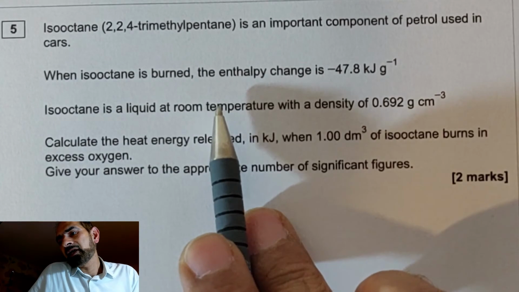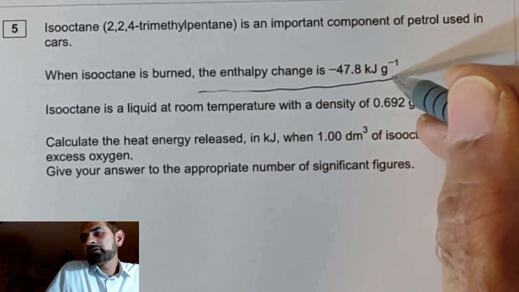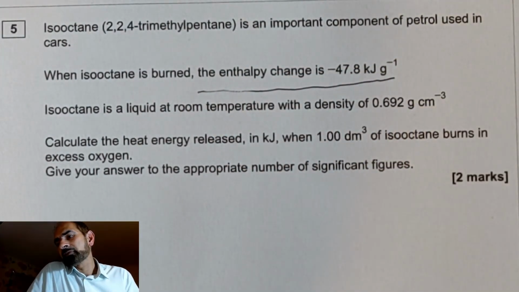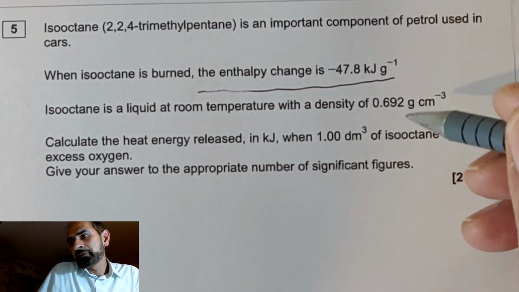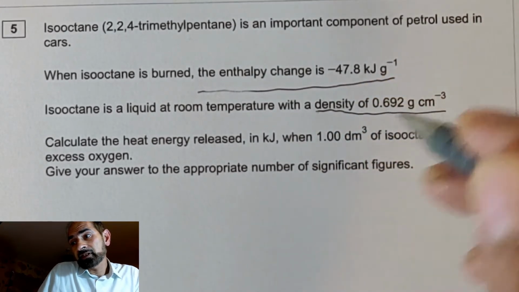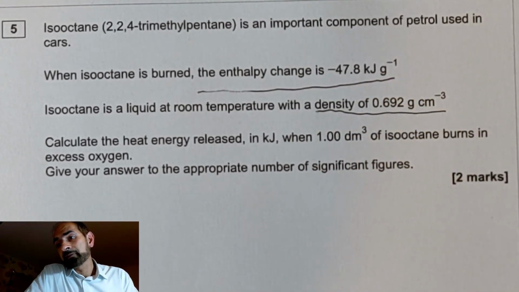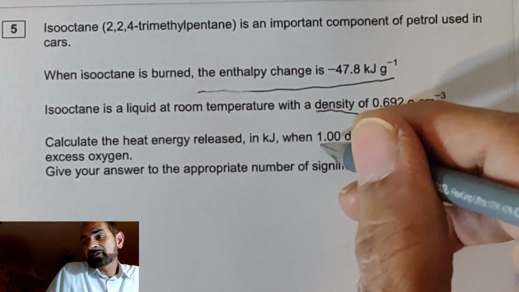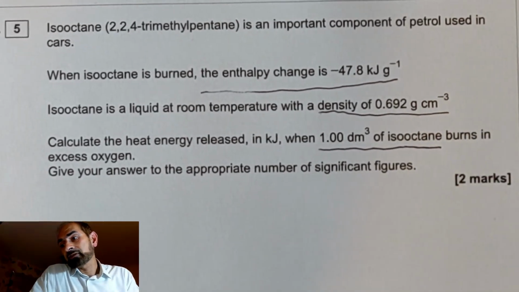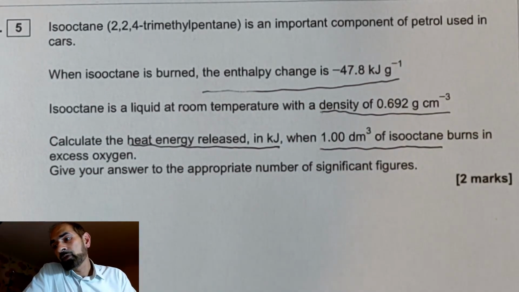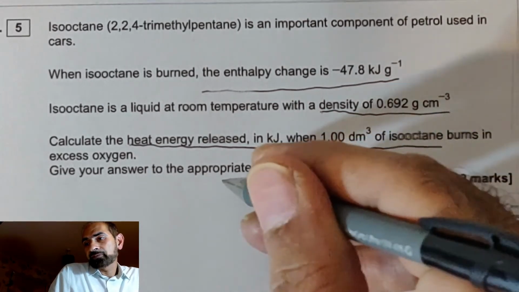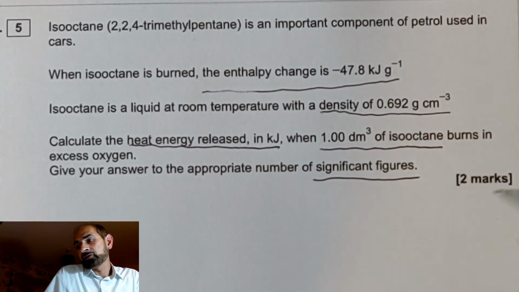When iso-octane is burnt, the enthalpy change is minus 47.8 kilojoules per gram. Iso-octane is a liquid at room temperature. I wonder why they're giving you that. Anyway, at room temperature with a density of 0.692 grams per centimeter cubed. Calculate the heat energy released in kilojoules when 1 decimeter cubed of iso-octane burns in excess oxygen. Give your answer to the appropriate number of significant figures, and it's only 2 marks.